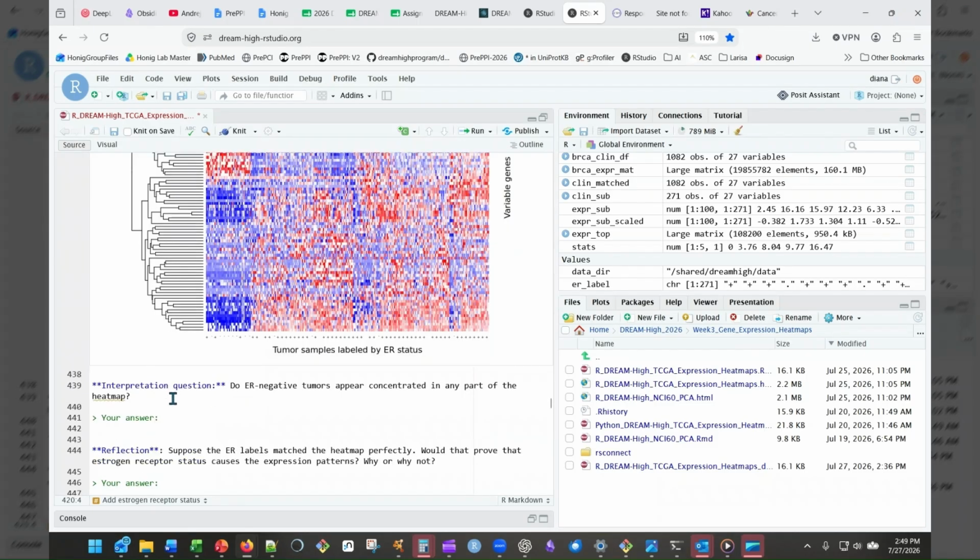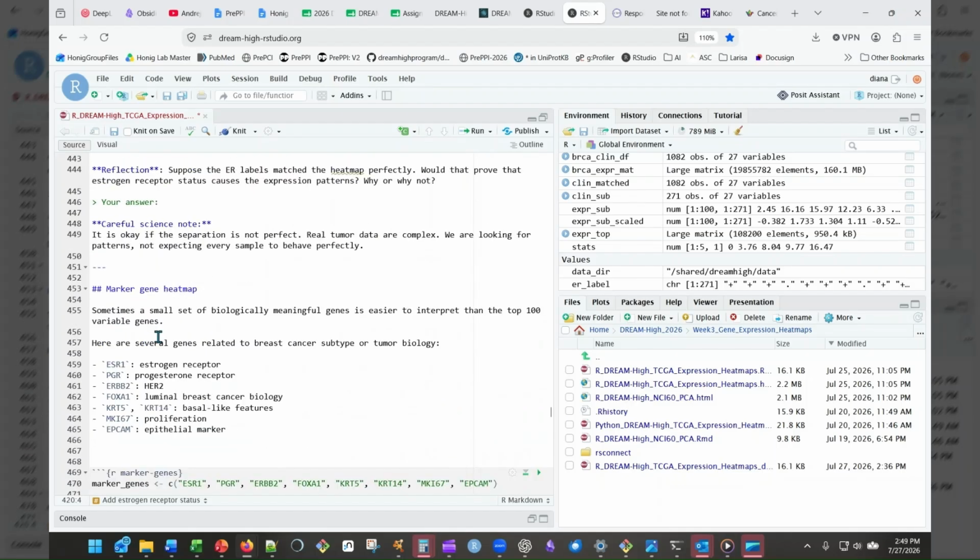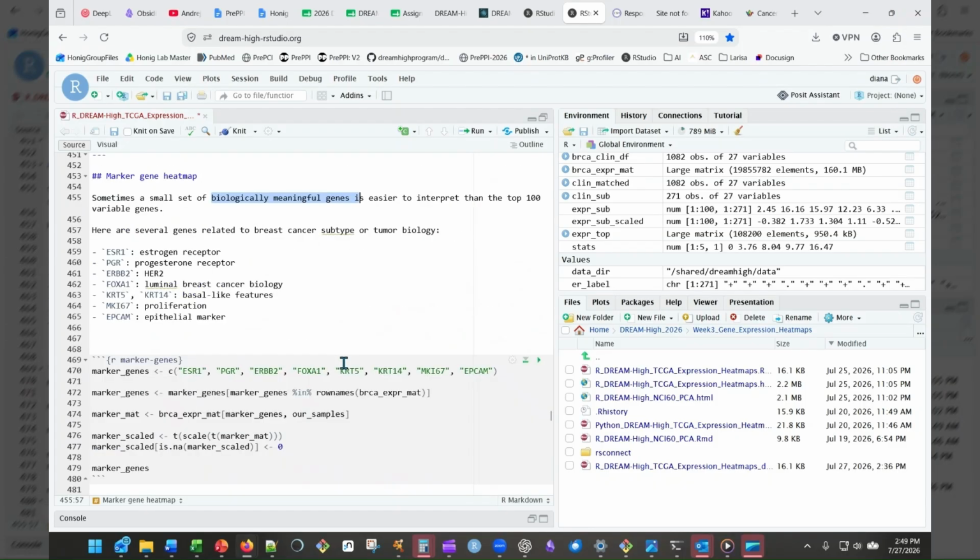All right, so there's some more questions for you to answer. And then we look at something here called a marker gene heat map, where we're just going to look at a set of what we call biologically meaningful genes, and look at their gene expression. And we pick these by hand from the literature, we know that they're important. And here, each of them is explained. MKI67 is a proliferation marker, and that is why luminal B is more aggressive than luminal A, even though both have ER plus, PR plus status.